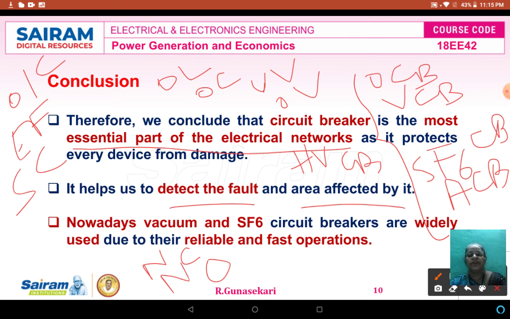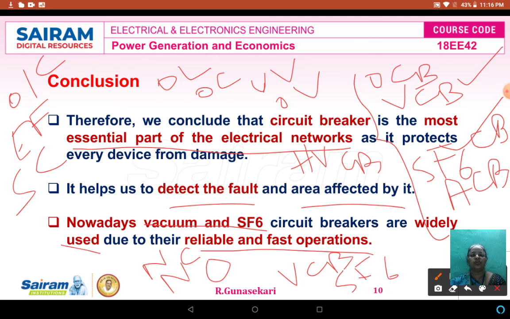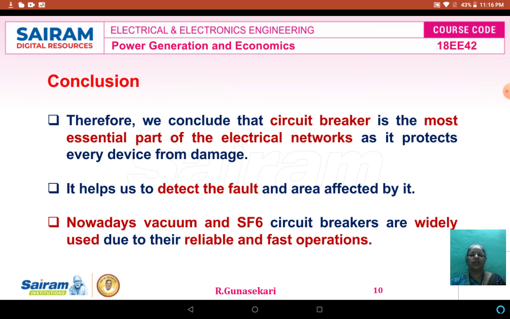Nowadays the vacuum and SF6 circuit breakers are widely used due to their reliable and fast operation. Both vacuum circuit breakers and SF6 circuit breakers give reliable operation and fast operation. That's why nowadays we are using vacuum circuit breakers and SF6 circuit breakers. This is the conclusion of circuit breakers.